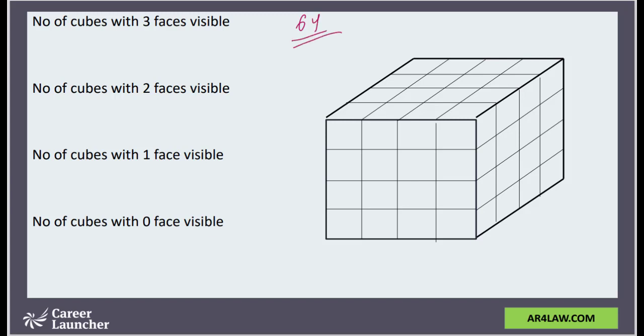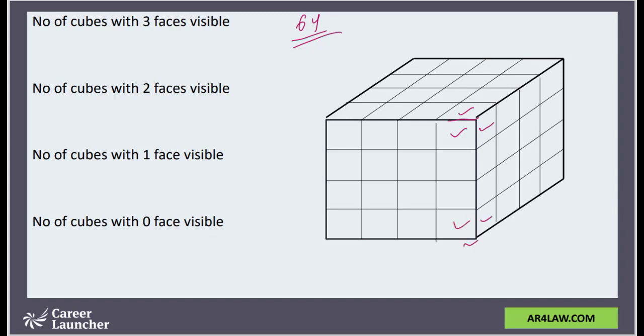Now when we are talking about smaller cubes with 3 faces visible, these are going to be the cubes at the corners. For example, if you take this particular cube, you can see 3 of its faces with naked eyes. Okay. So the one at the bottom, 1, 2, and the one below.